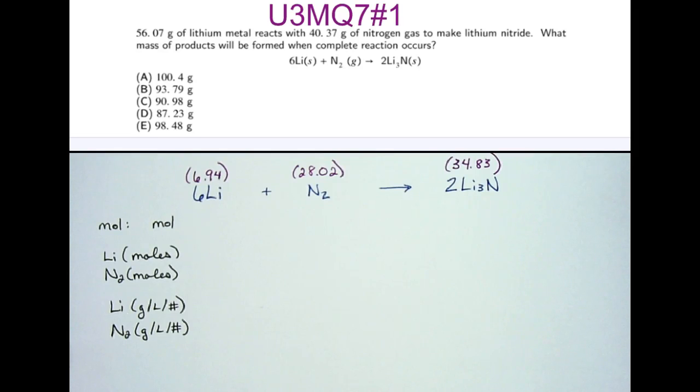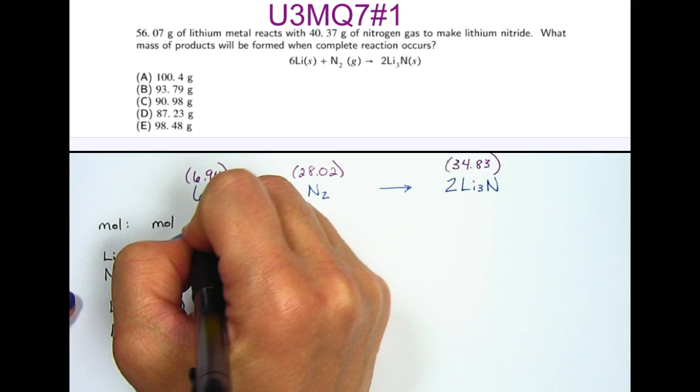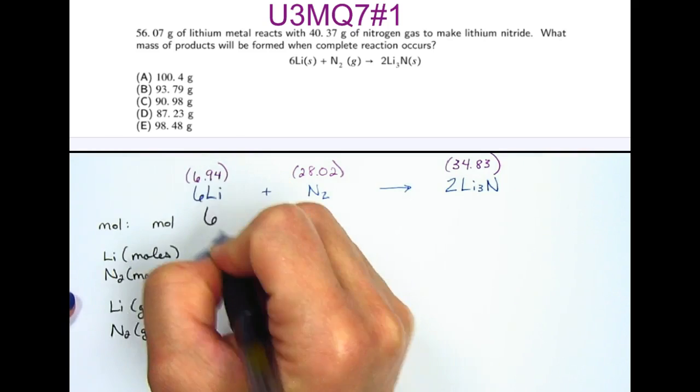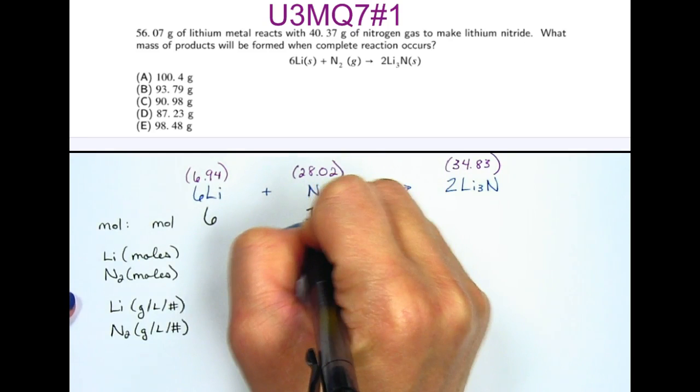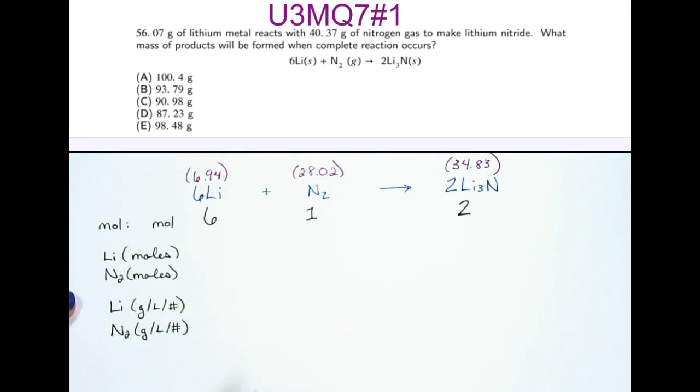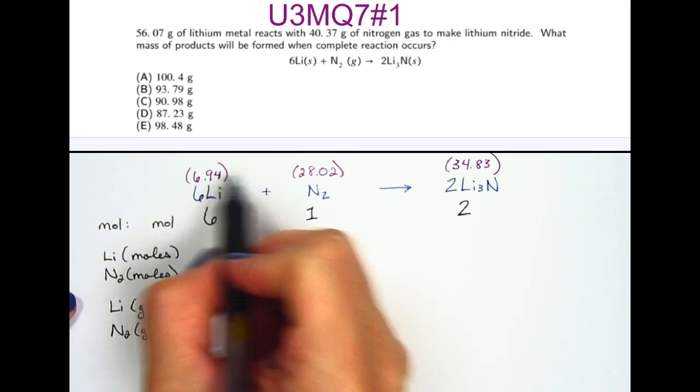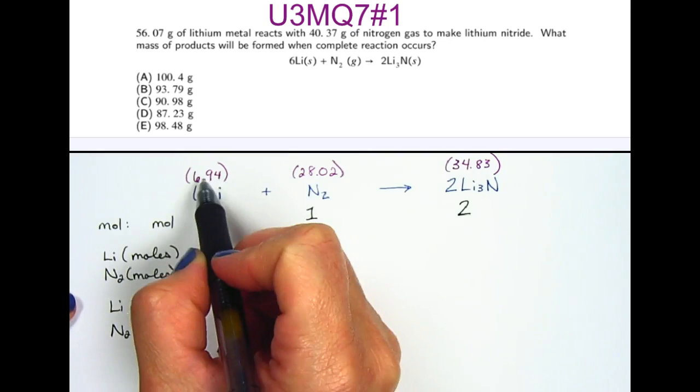So we're going to determine which is the limiting reactant and how much of the product is formed for this reaction. This is the second type of method, which is the chart method. So first, I'm going to identify the ratios of everything in my reaction. There's 6 moles of lithium to 1 nitrogen to 2 moles of lithium nitride. I also have above each their molar masses already calculated.